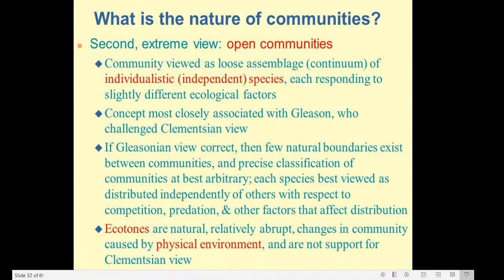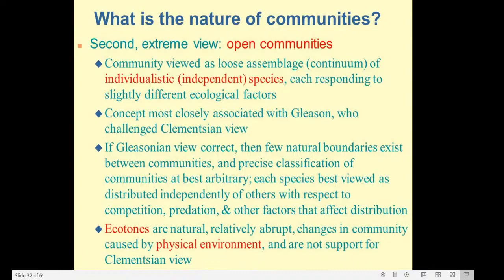Okay, if there is one population, a group of people, and in that group there are fair people and whitish people and long-haired people that are easily separable. So this is a kind of characterization, a precise classification of two communities with their characters, their population, their nature. The ecotones are natural, and change in a community is caused by the physical environment. It's fully about the physical environment. But this is the new view, Gleason's view. As per Gleason's view, they are explaining this nature of the community. That is the ecotone concept.